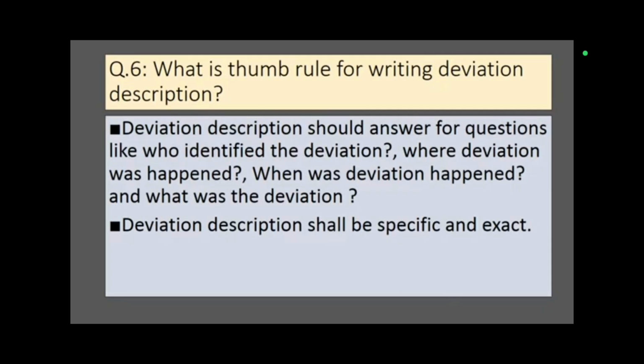Next important question, what is the thumb rule for writing deviation description? Deviation description should answer questions like who identified the deviation, where the deviation happened, when the deviation happened, and what was the deviation. Deviation description shall be specific and exact.